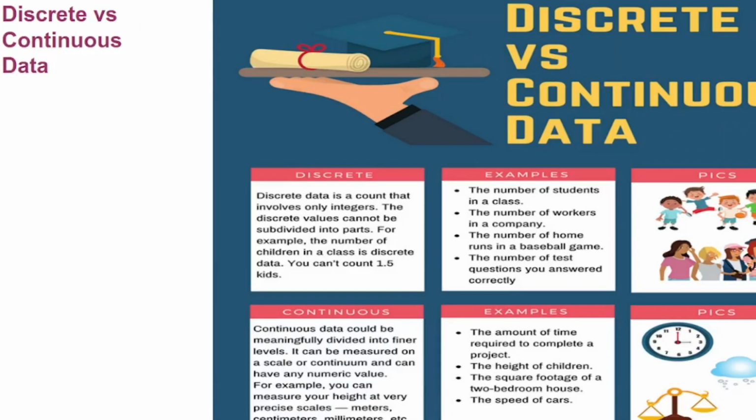Now let us look into the two types of quantitative data, which are discrete and continuous data. Discrete data is a count that involves only an integer value. Discrete values cannot be subdivided into parts. For example, the number of children present in a class is discrete data. You cannot count them as 1.5 kids.